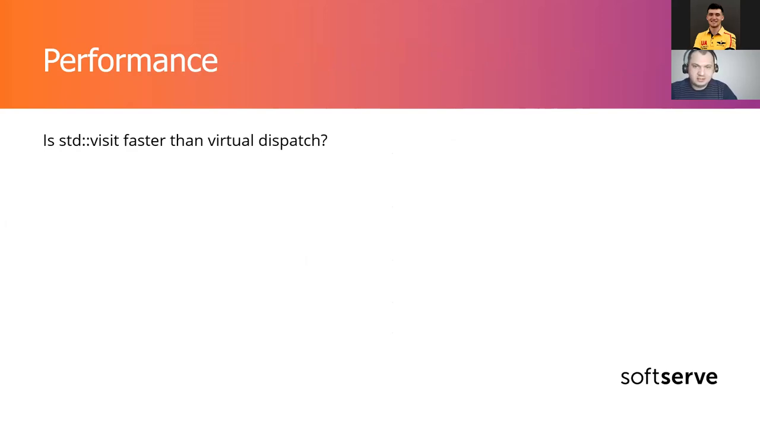And another critical question you may want to ask is about performance and benchmark of a new technique. Is std::visit faster than virtual polymorphism? Let's consider a real example and take a look at a benchmark.